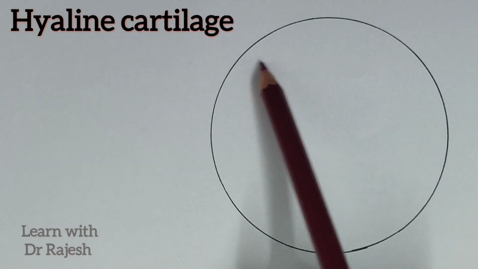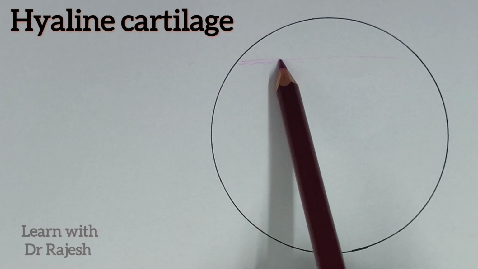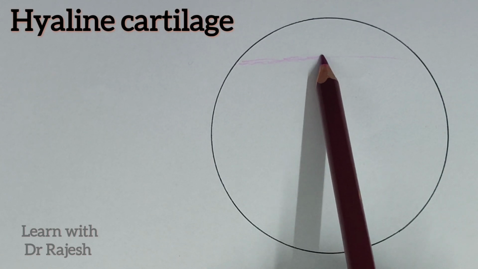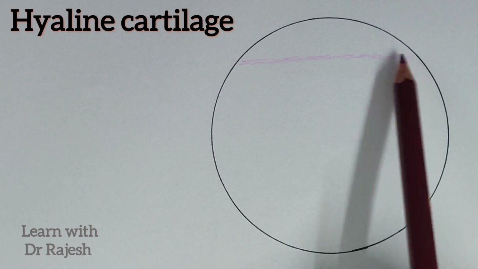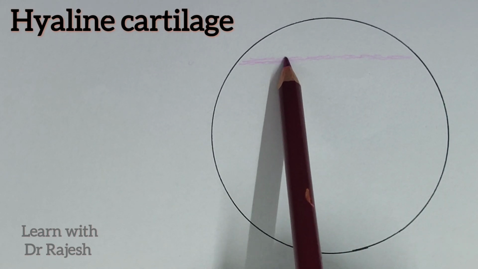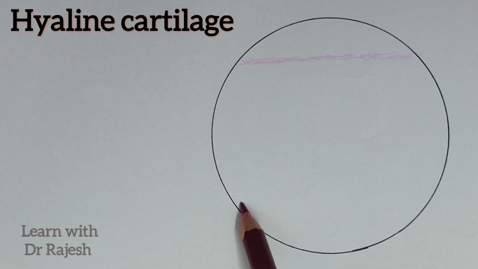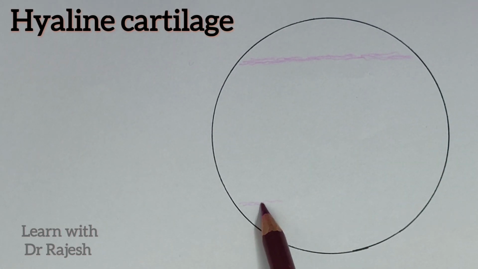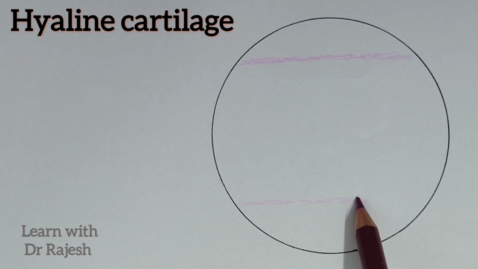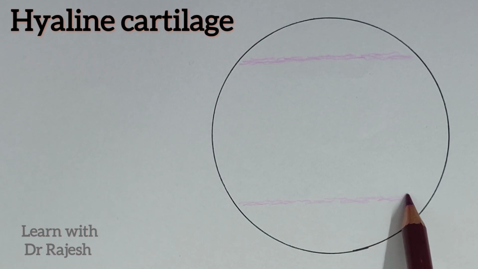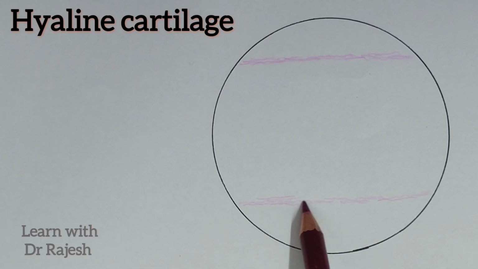This is the most common type of cartilage which is found in our body. Hyaline cartilage has an outer perichondrium, that is what we are drawing now. It is made up of fibrous tissue, mainly containing type 1 collagen fibers. The perichondrium should be drawn with wavy, small fibrous structures, like how we are drawing now. We have to draw wavy lines without much space in between. So this represents the dense connective tissue, type 1 collagen fibers.